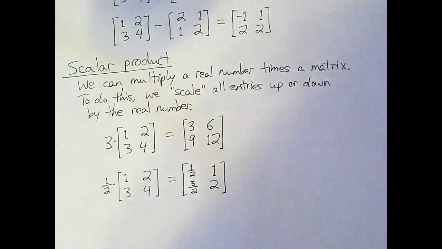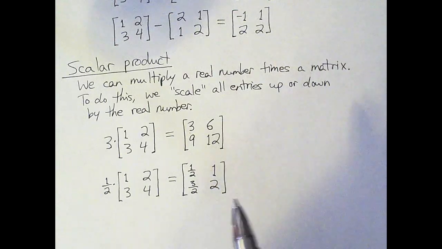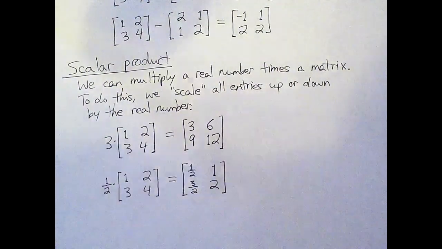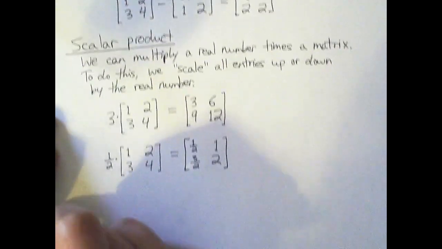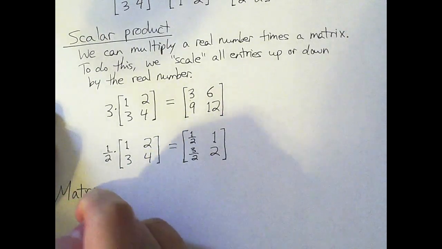All right, now, what we've talked about so far: we talked about what it means for two matrices to be equal, how we can add or subtract two matrices, and we talked about this idea of a scalar product where you have a real number times a matrix. What we want to talk about next is, what about a matrix times a matrix? And that's going to be a little bit trickier. Okay, so let's talk about matrix multiplication.